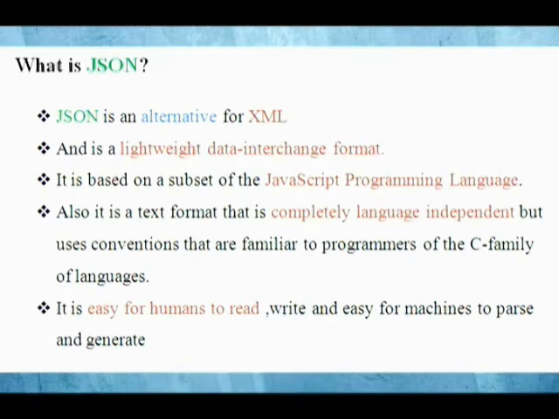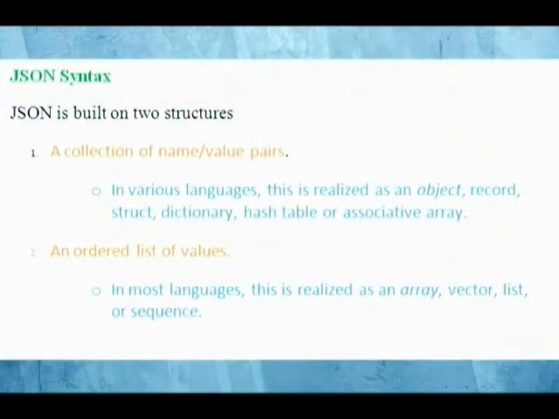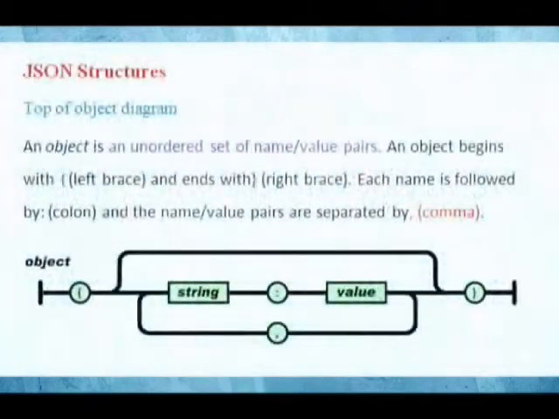JSON syntax. JSON is built on two structures. First one, a collection of name-value pairs. In various languages, this is realized as an object, record, struct, dictionary, hash table, or associative array. Second one, an ordered list of values. In most languages, this is realized as an array, vector, list, or sequence.